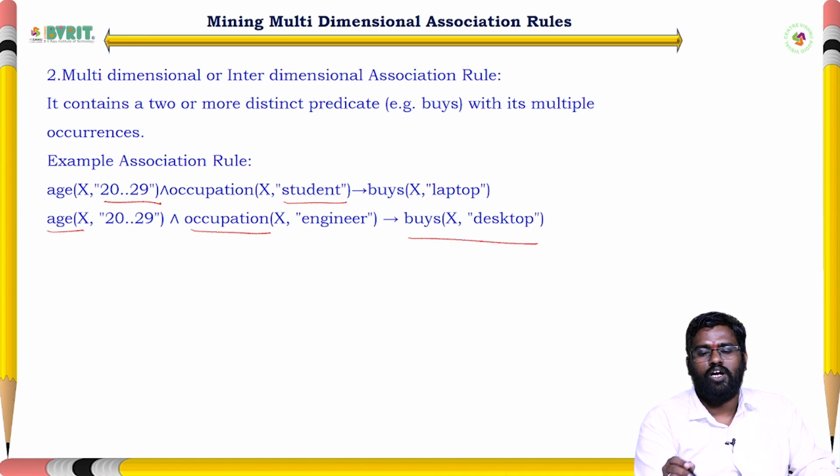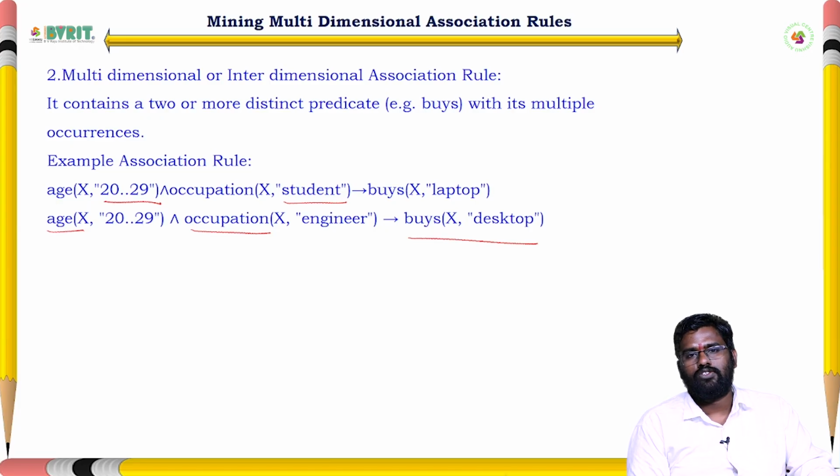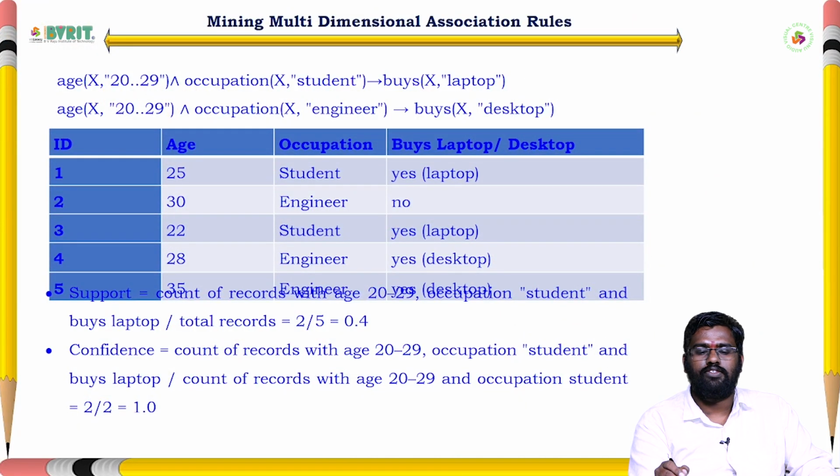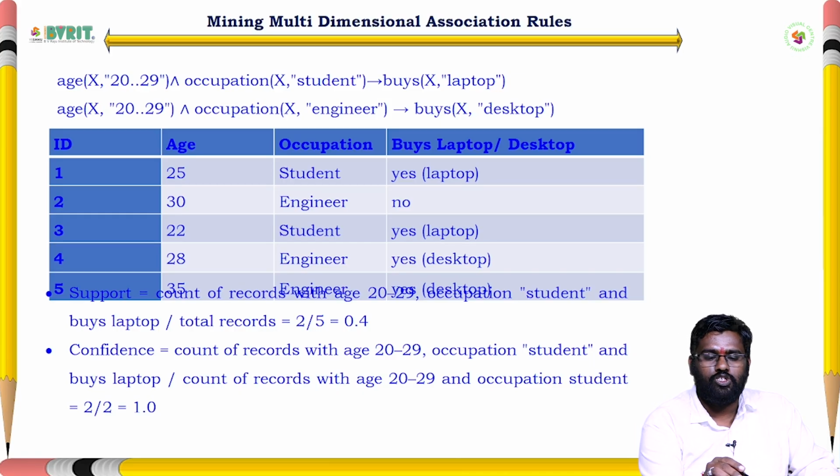Based on these 2 conditions, I will show you with an example, and you will understand what happens in the multidimensional association rule. Now see here, I have taken one example: age, occupation along with buys laptop. Now I need to calculate the support for this. Support means the age is 20 to 29, the occupation is student, and we check whether they buy the laptop or not. The occupation is student, so the total number of records with student is this one.